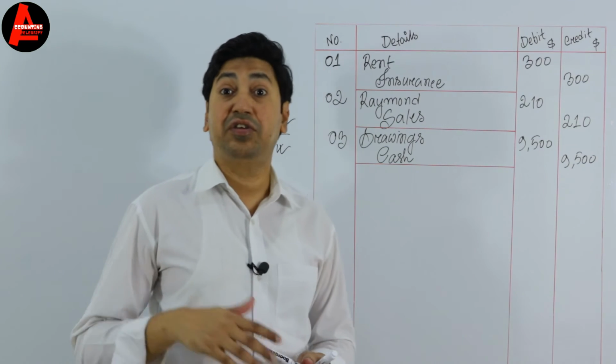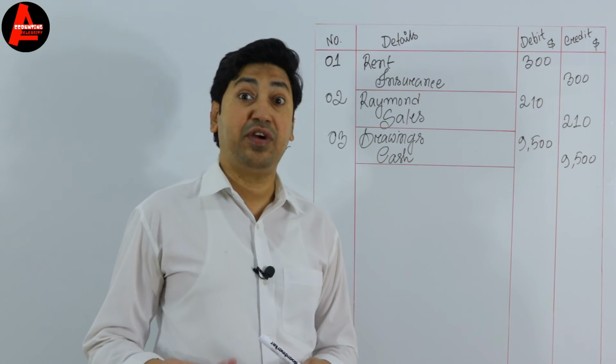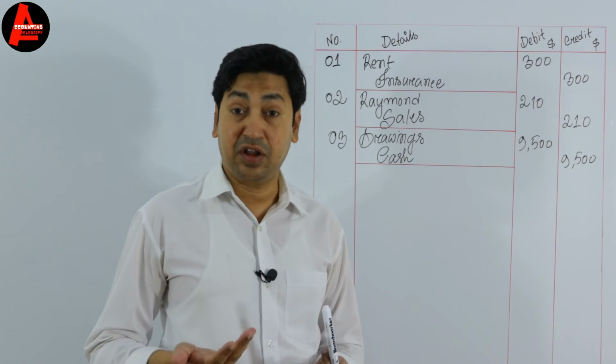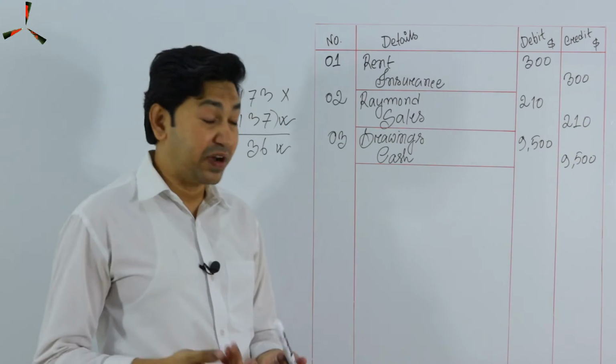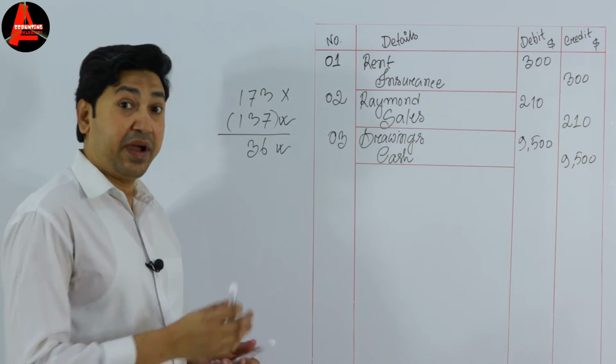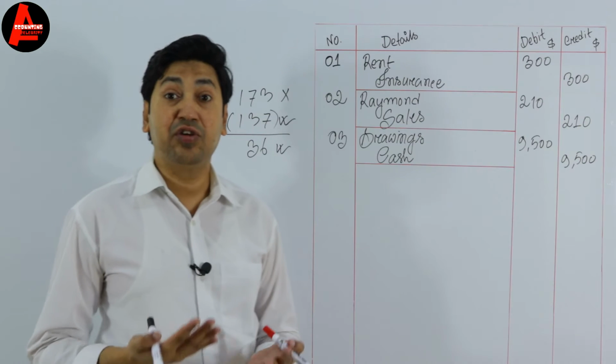Yeah, okay, so here purchase is an expense. You know, when expense increases, expense will be debited. When expense decreases, expense will be credited. Yeah, now purchase must be decreased by $36, so purchase will be credited here.